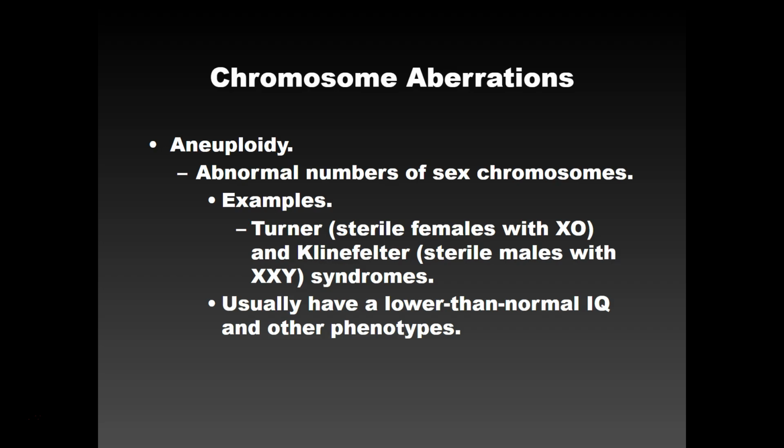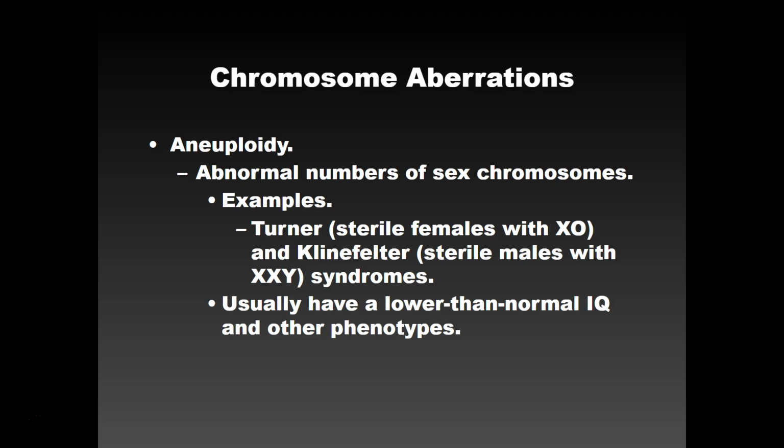There's also Turner syndrome and Klinefelter's syndrome. You've probably met people with these conditions before. This is kind of from the textbook: they usually have a lower than normal IQ and other phenotypes. That's not really true. I have friends that have Turner syndrome and they seem completely normal. They have normal jobs. They're no different than you or I, actually. This is just a statistical thing. Maybe sometimes they have a lower than normal IQ.